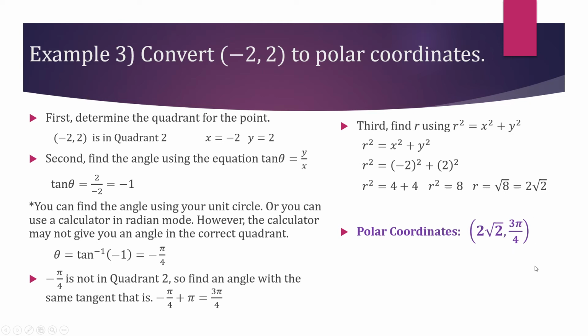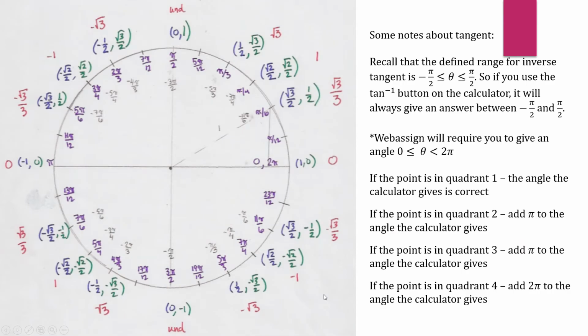All right, so let's talk about how this step here worked. Okay, and so let me move on here. So here's a picture of my beautiful unit circle that I color-coded with you all during first semester. And you might recall when we first started talking about inverse tangent and graphing inverse tangent, that the defined range for the inverse tangent is from -pi/2 to +pi/2. So when you use that inverse tangent button on your calculator, it's always going to give you an angle between -pi/2 and +pi/2.